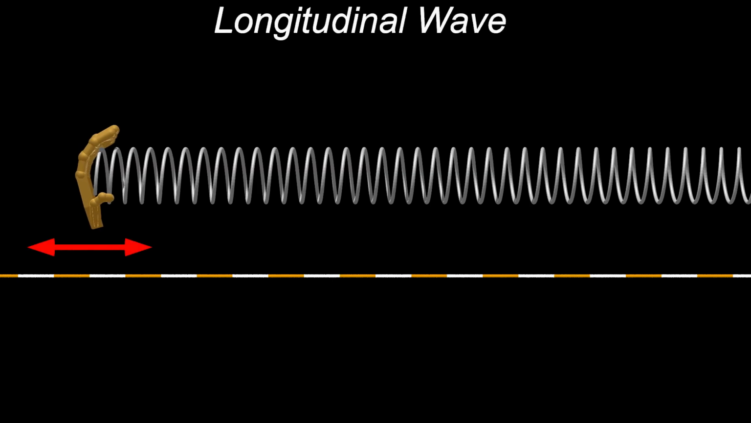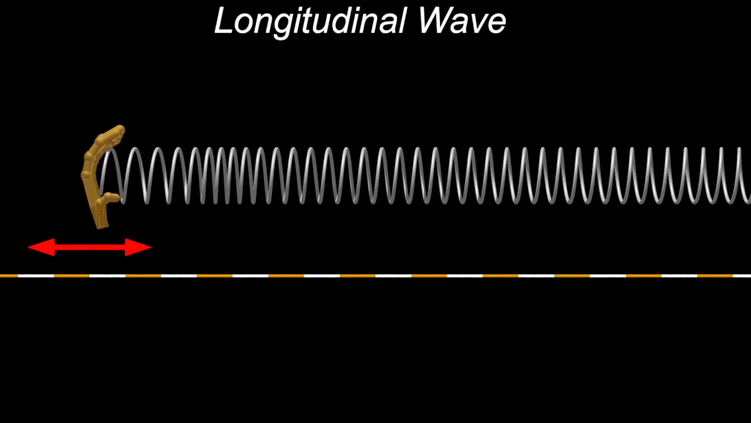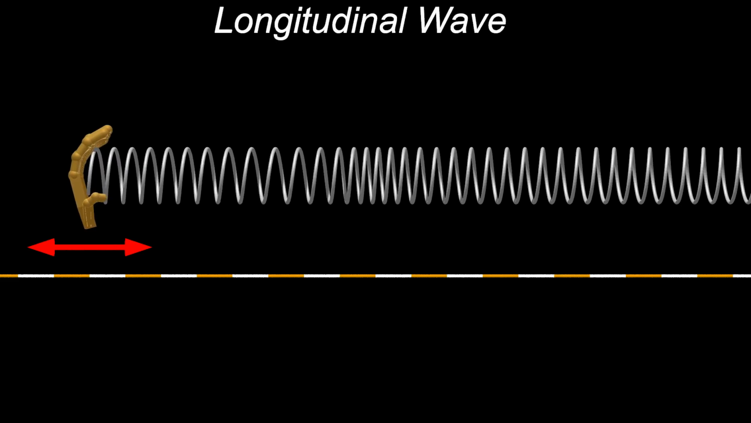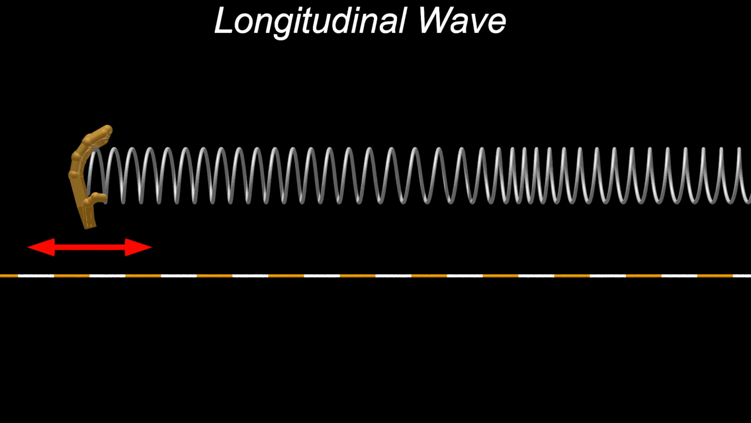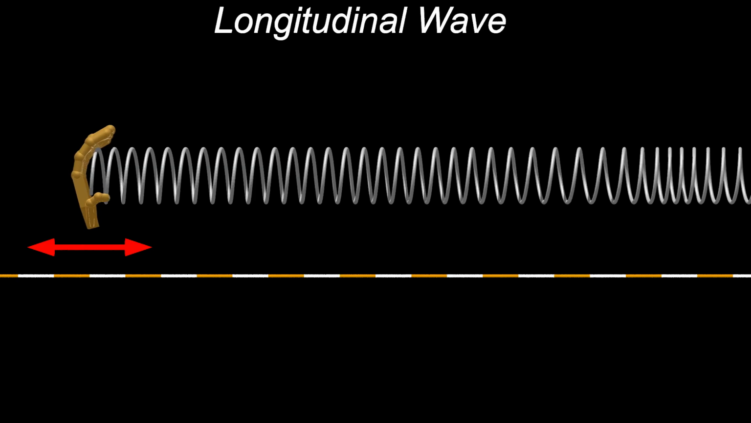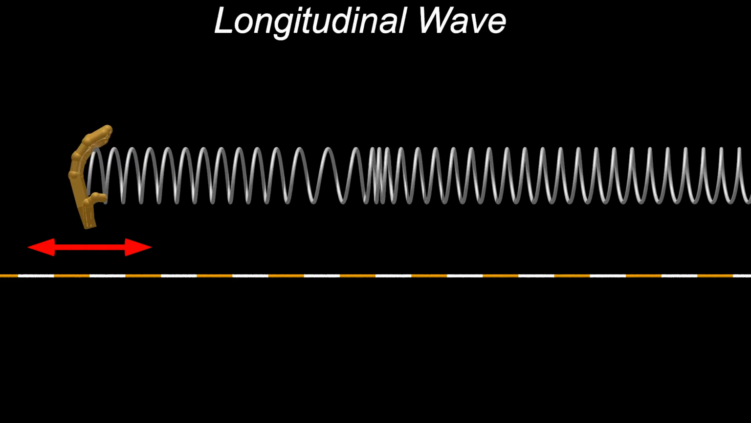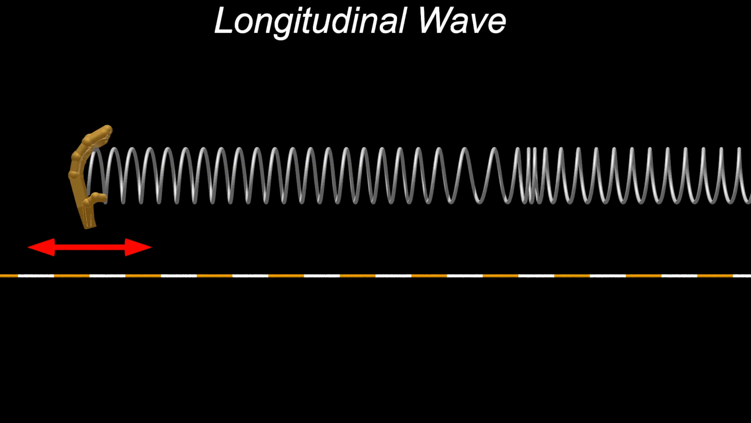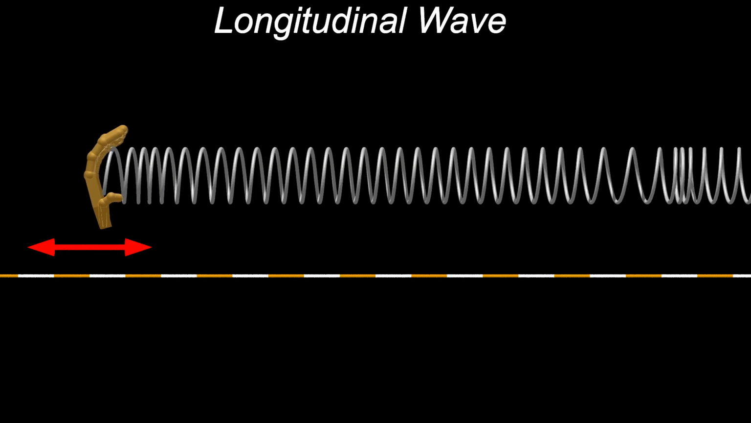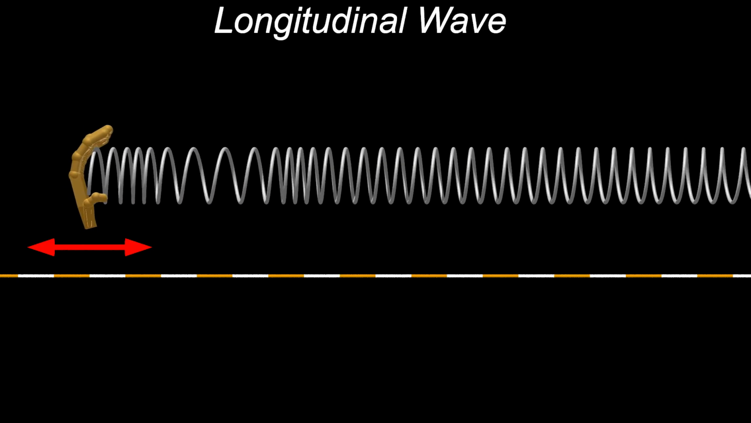The hand begins moving back and forth along the length of the spring. Adjacent coils begin moving in response to changing tension. This motion creates regions where the coils compress and regions where they spread apart. These compressions and expansions propagate along the spring as traveling waves.